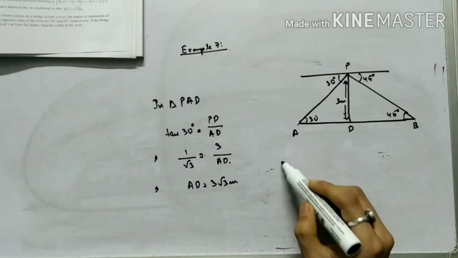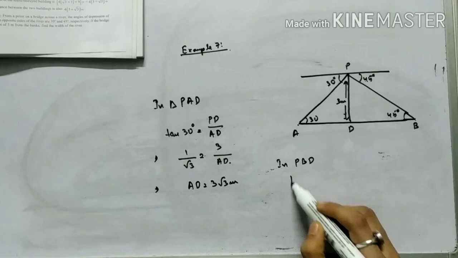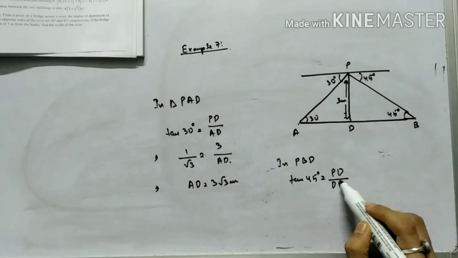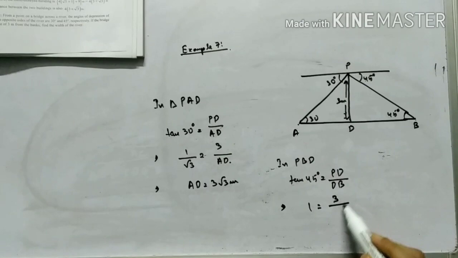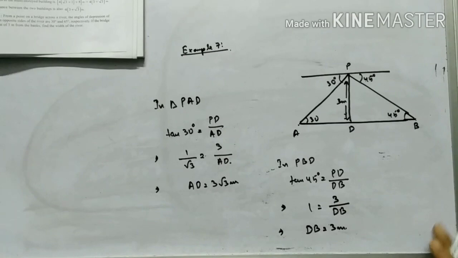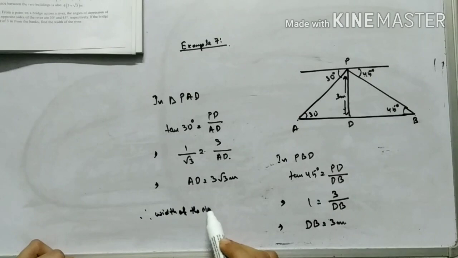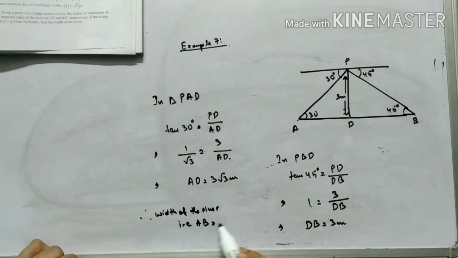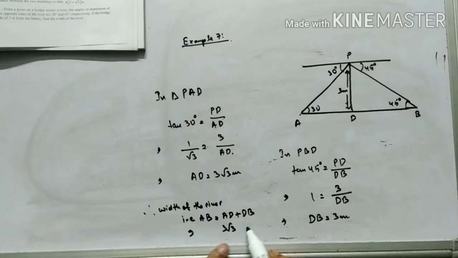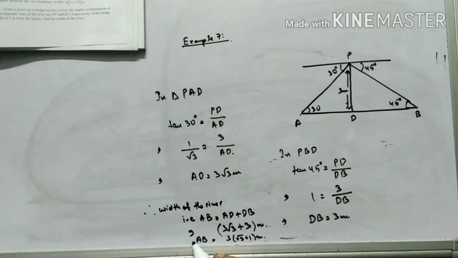Then again I will take triangle PBD. Again I will use tan 45 degrees is equal to PD by DB. So tan 45 means 1 is equal to PD, which is 3, by DB. So DB is equal to 3 meters. Therefore the width of the river, that is AB, is equal to AD plus DB. AD you got 3 root 3 and DB you got 3. If you take 3 common, then ultimately you will get AB is equal to 3 root 3 plus 1 meters.